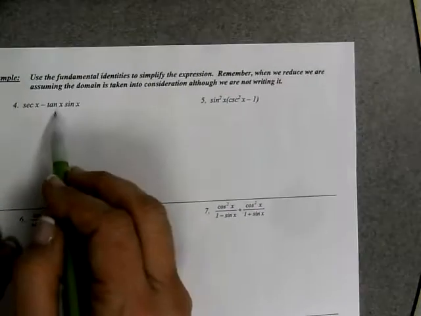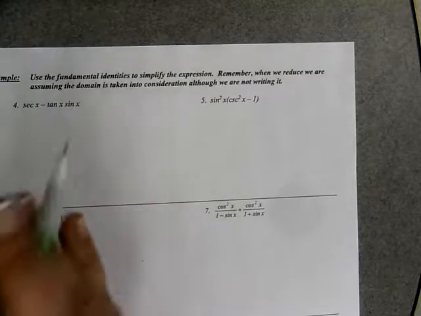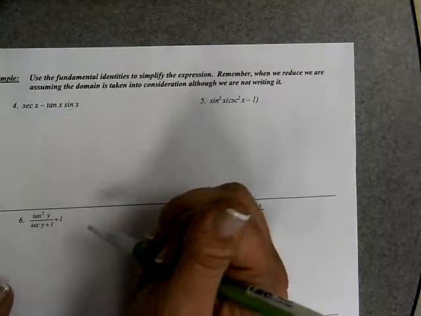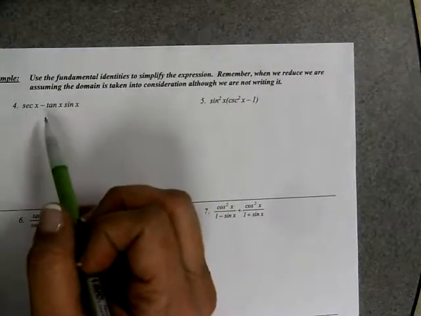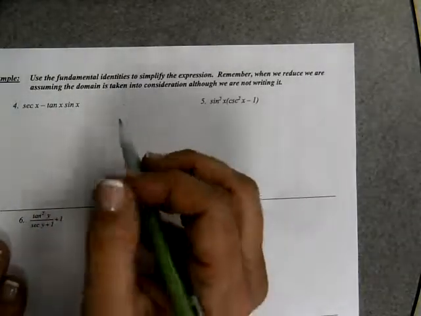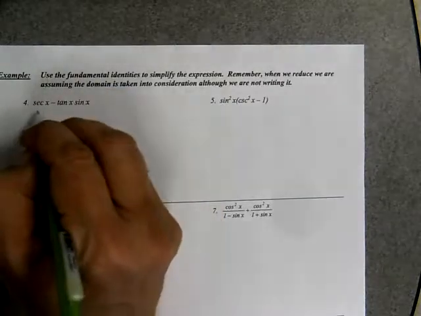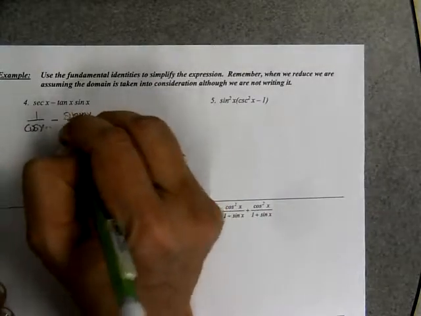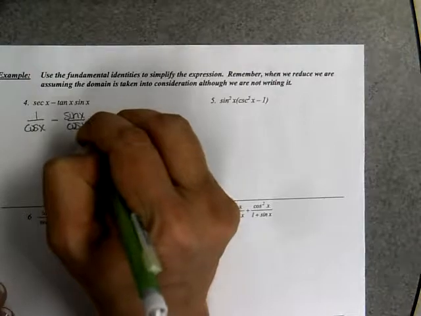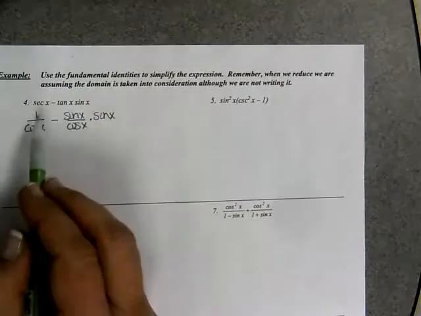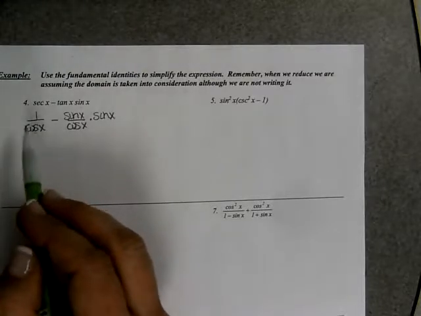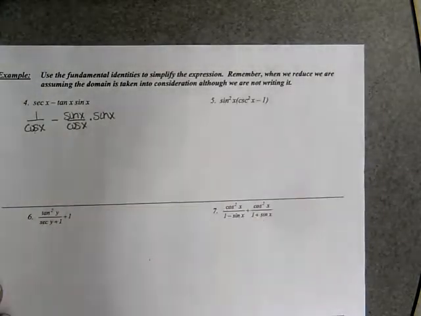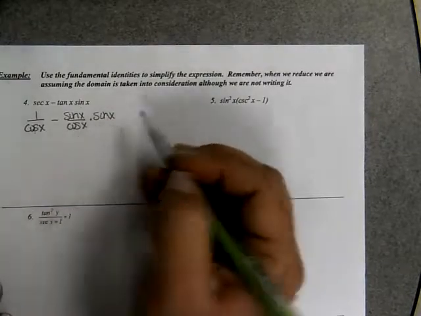So we have secant x minus tangent x sine x, and we want to try to simplify that somehow. Well, one thing we could do is write this in terms of sine and cosine. That's a little trick that we'll be using in these sections. If we did that, secant x would be 1 over cosine x. Tangent x would be sine of x over cosine x. And then we have sine of x. So we use the reciprocal identity here, and we know that tangent is sine of x over cosine of x.